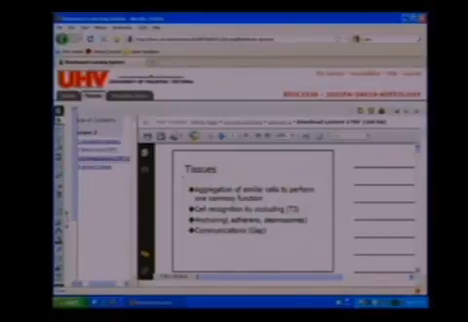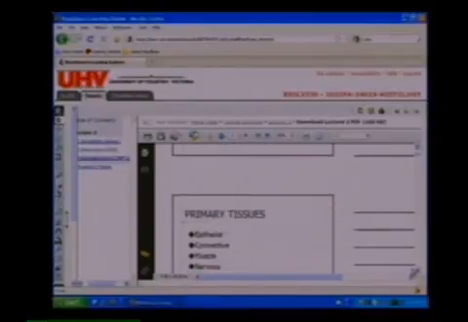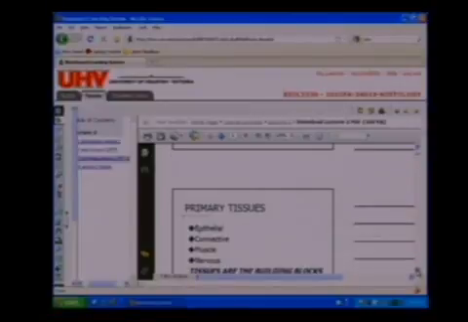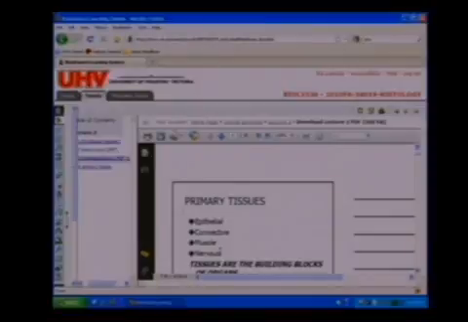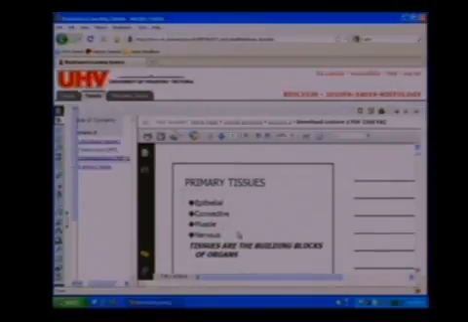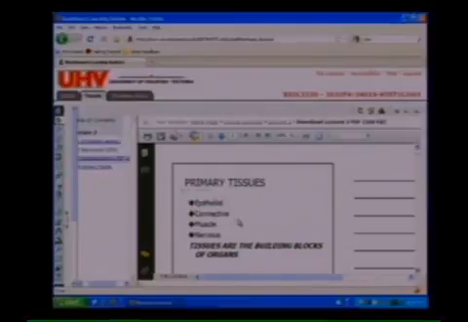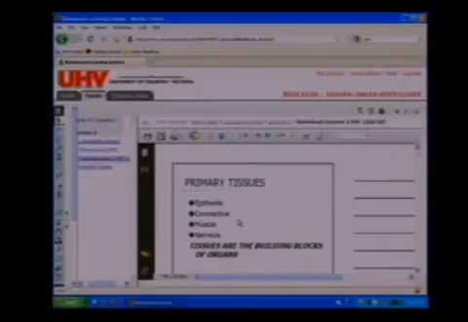To start with, we have the epithelial tissues. The primary tissues comprise epithelial tissue, connective tissue, muscle tissue, and nervous tissue. What I am going to discuss today is epithelial tissue and connective tissue, and that's for your exam. So please go through all these PowerPoints, and I'll come back a bit later.